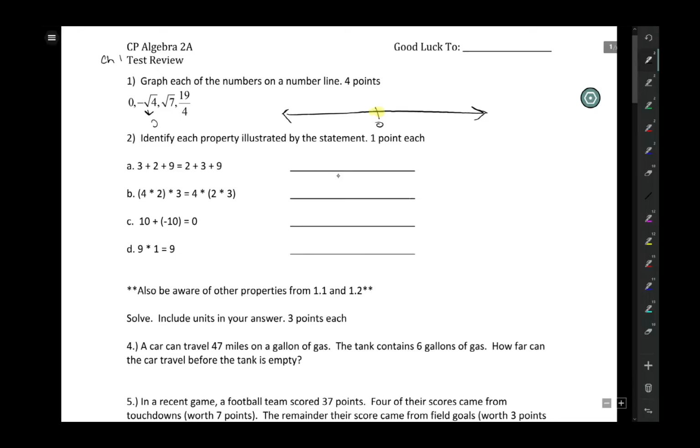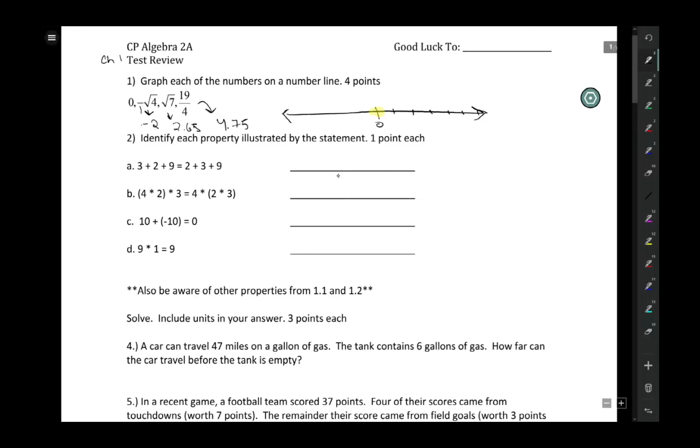Now, square root of 4 you know is 2, but don't forget the negative, so it's negative 2. So we're going to need a negative 2. Square root of 7 and 19 fourths, you type those in your calculator. Square root of 7 is about 2.65. I won't be super picky. Notice it is positive. And 19 fourths, if we type that in, is about 4.75.